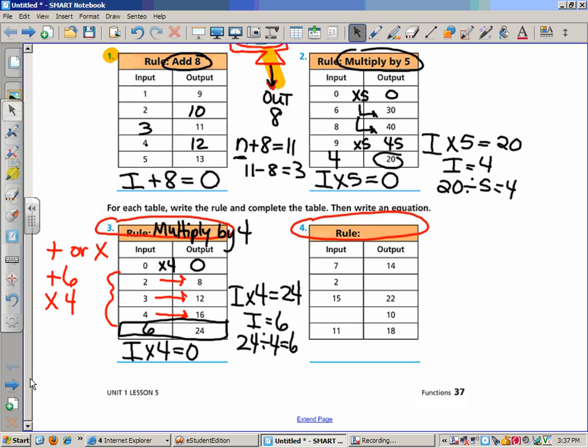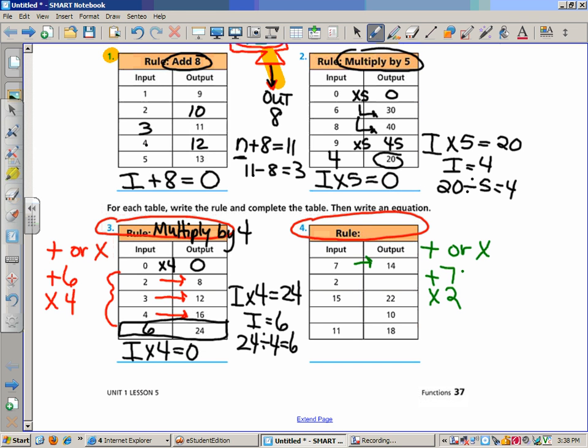The rule is not known, so I'm going to look at some inputs and outputs that have already been put in for me and see if I can figure out the rule. So I have 7 to 14. All right, so it's going up. When it comes out of that function machine, it's getting bigger, so it's either addition or multiplication. If it's addition, it's plus 7. If it's multiplication, it's times 2. All right, let's look at 15. 15 to 22. Well, 15 plus 7, that's 22. But let's just check the next one. What's 15 times 2? That's 30. So I don't think it can be it.